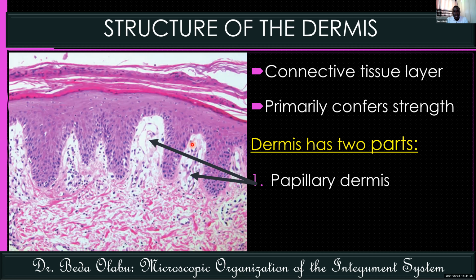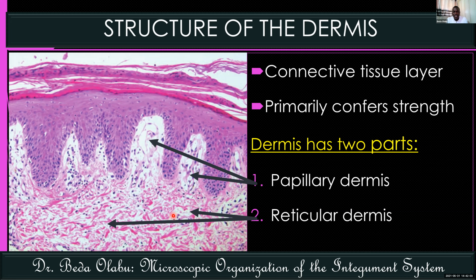These dermal papillae are made up of loose connective tissue. Loose connective tissue. I hope you remember that from our lecture series on connective tissue biology. The loose connective tissue of the papillary dermis tends to contain in some regions some sensory receptors which we call the Meissner's corpuscles. The rest of the dermis is what we call the reticular dermis.